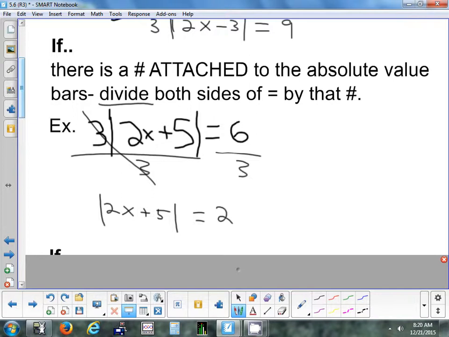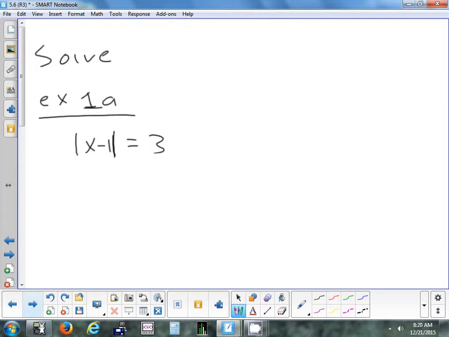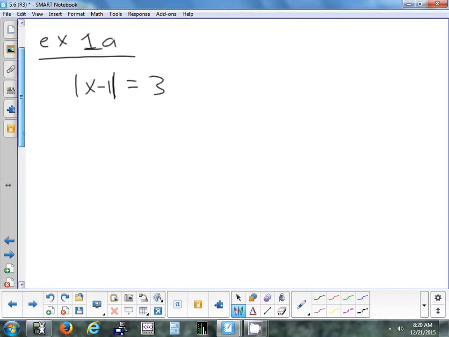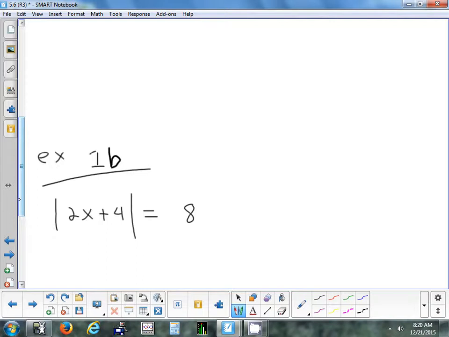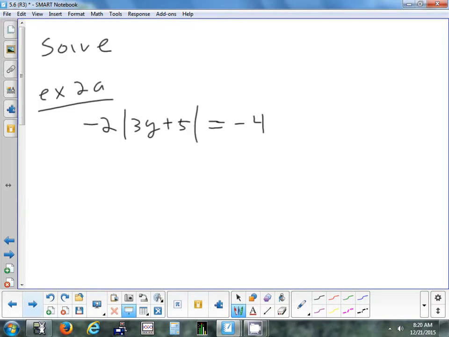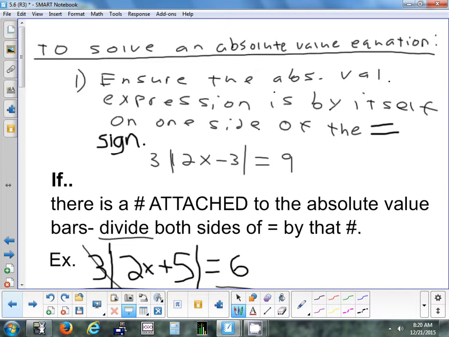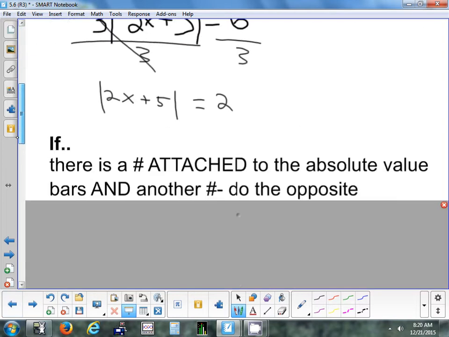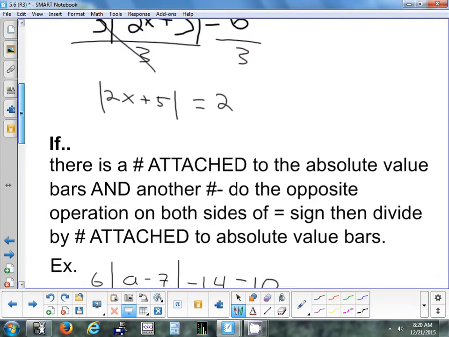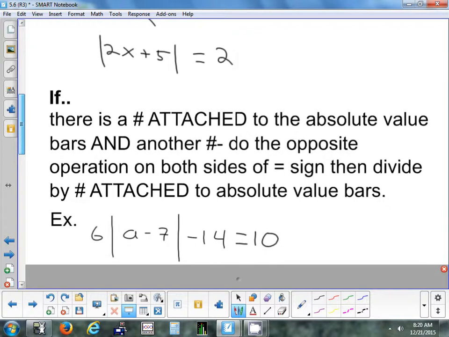So any question on that step 1? You're not going to have to do this on every problem. Here's an example we're going to do that you don't have to do it on. Here's another example. The absolute value is already by itself. Then we're going to do one where you do need to do it. You got to get rid of that number on the outside. All right.